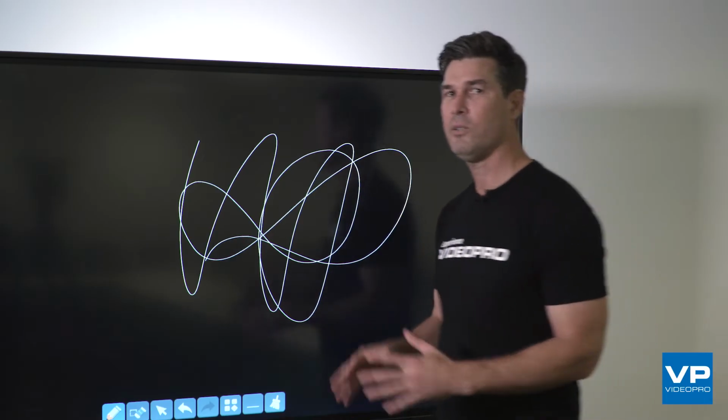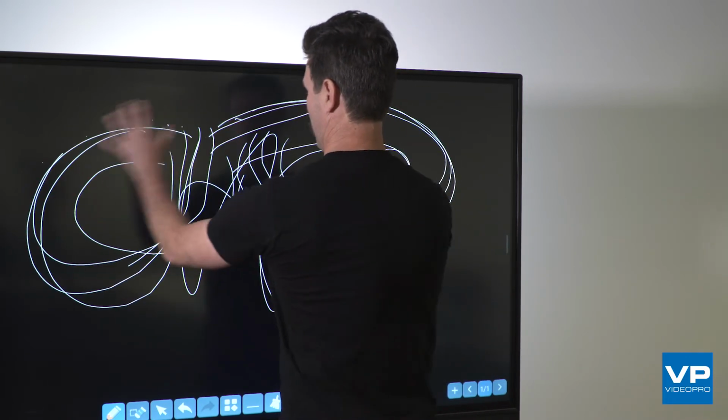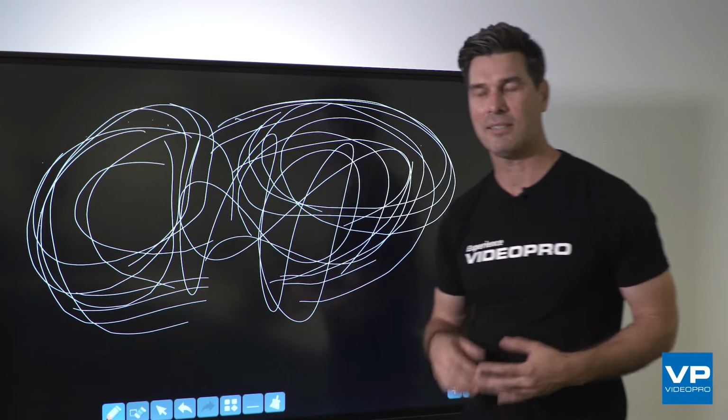It also allows you to use more than one contact point. In fact, it gives you 20. So you can see more than one person can be writing on the screen at the same time.